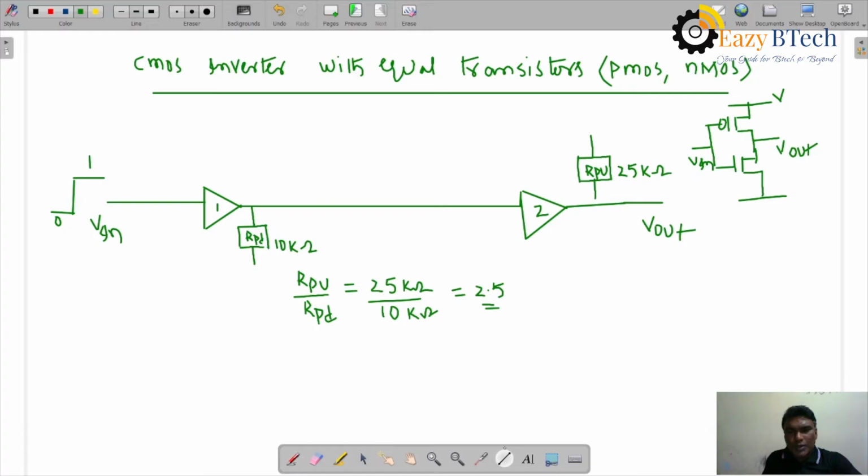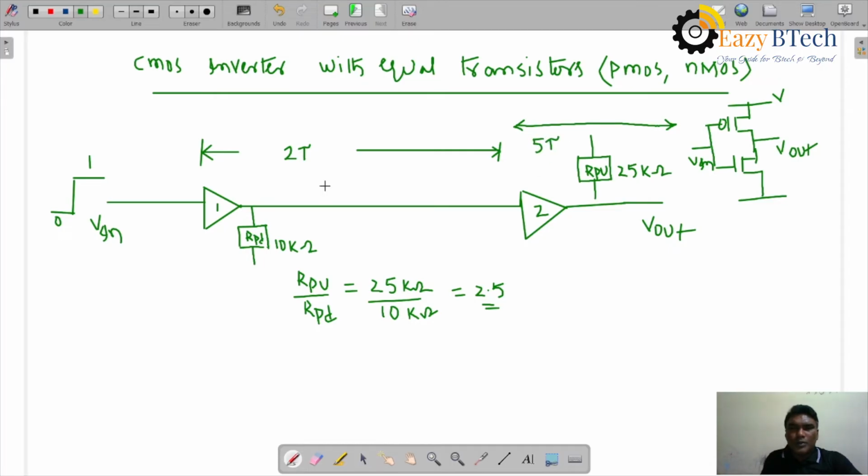So let us take this one, the first inverter time, from here to here. Let us take it as 2 tau. Now what about this one, from here to here, how much will it be? 2 into 2.5. How much will it be? 5 tau, right? It is 5 tau.